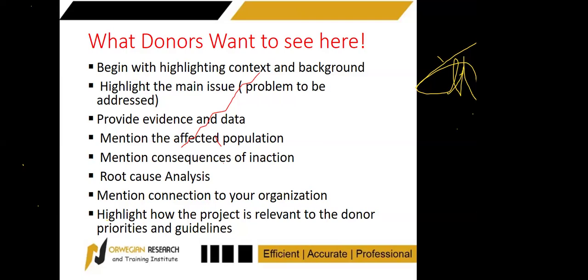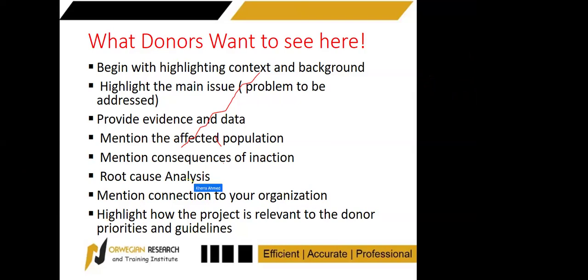So that they can navigate the world comfortably. Mention the connection to your organization. How is this particular project part of our priority in our organization that we are requesting funds? Please, this is very important. Mention how the project is connected with your objectives.